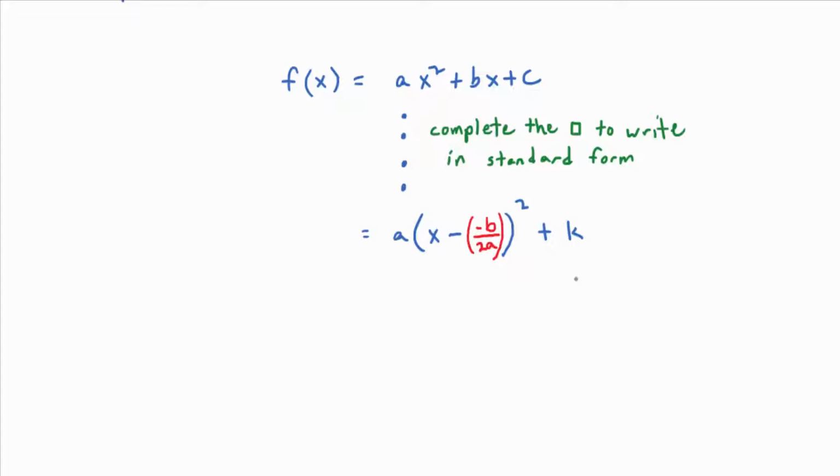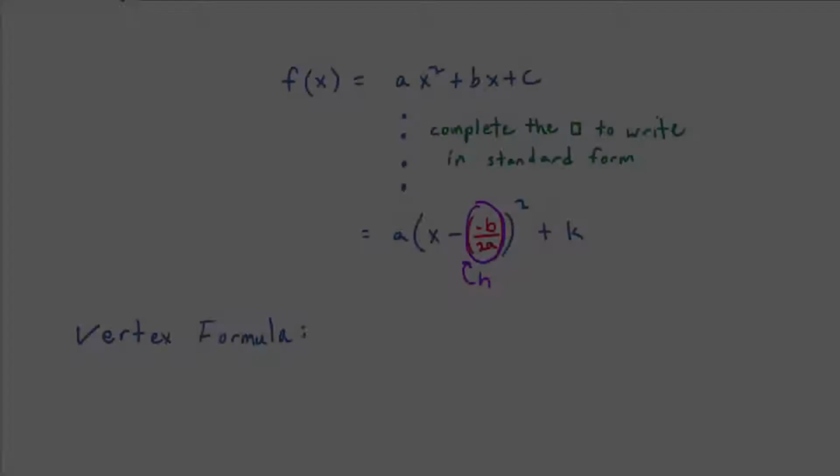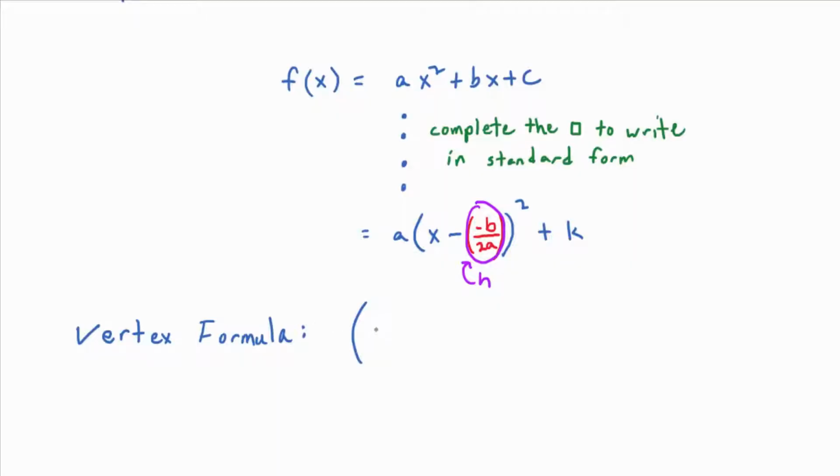So what does that mean then? Well, it means that h, the thing we've been calling h, is negative b over 2a. And so we've got a formula for the first coordinate of the vertex. So this is the vertex formula: the first coordinate of the vertex is negative b over 2a. That's the part you should memorize.